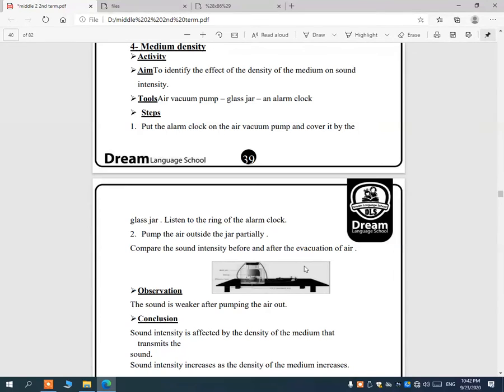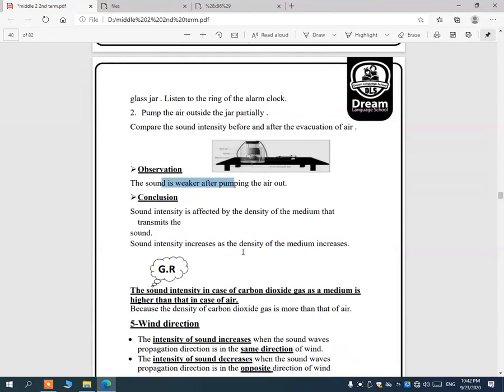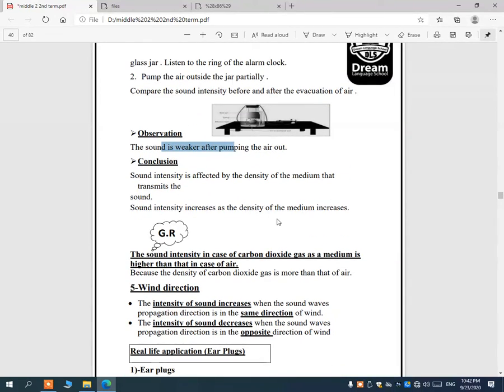So in the case of air, the sound is stronger than in the case of vacuum, where there is no air. Here, observation: the sound is weaker after pumping the air out. Conclusion: sound intensity is affected by the density of the medium that transmits the sound. The more density we have, the more sound intensity we have. Sound intensity increases as the density of the medium increases.